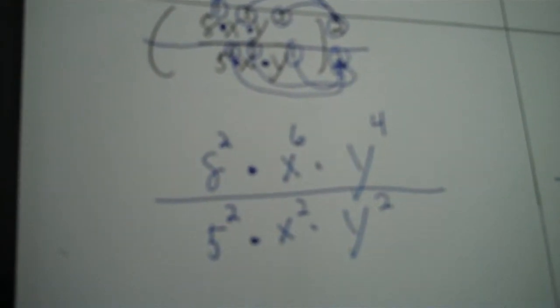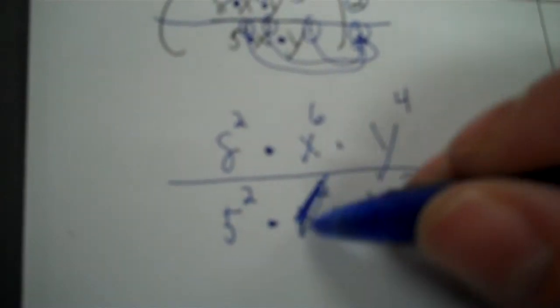Now, can you cancel anything? You can't. You have a base 5 on bottom, but not on top. Base x on bottom, you got x on top? Yes. So we take the smaller one out completely and subtract from the larger. So x to the 4th. 6 minus 2 is 4. You have a y on top, don't you? So you take out the y of the smaller power completely and subtract what that power was from your other one. 4 minus 2 is 2.